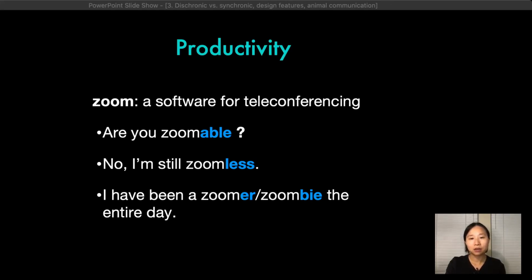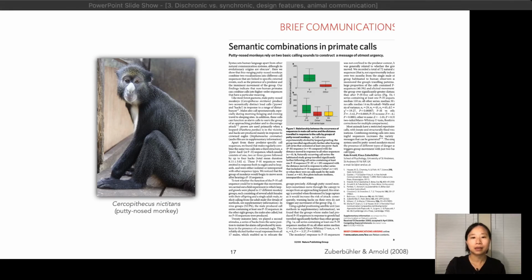To a certain extent, researchers think that at least some of our primate relatives also have the ability to combine existing pieces to form new meaning. In this article, researchers report that the putty-nosed monkey is capable of combining two types of independently meaningful calls to form a third type of meaningful call. Crucially, the third type of call has a meaning or function that's different from the two calls it comprises. This is very encouraging. However, research on the productivity of animal communication systems is still at its early stage.